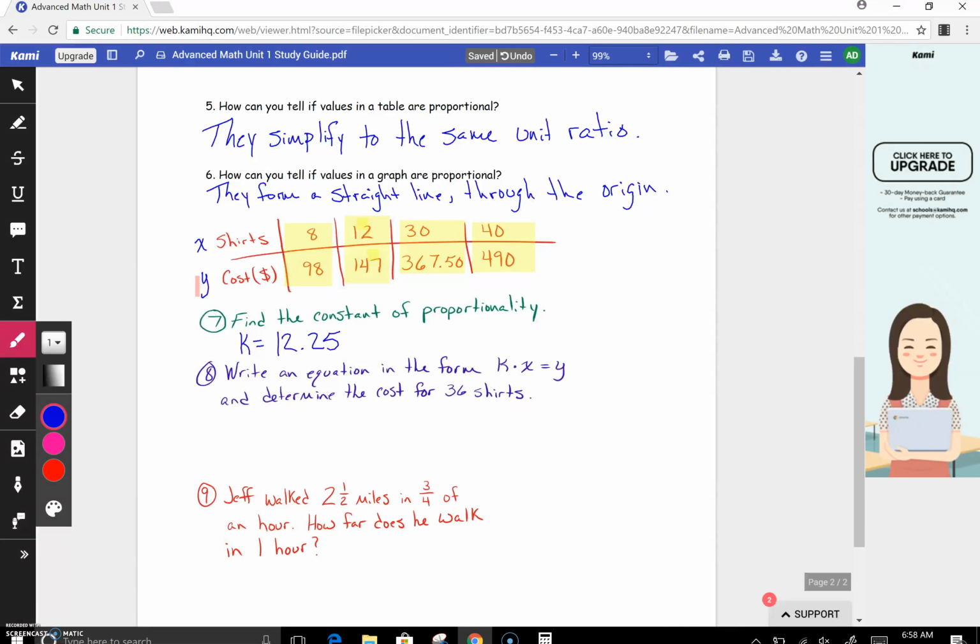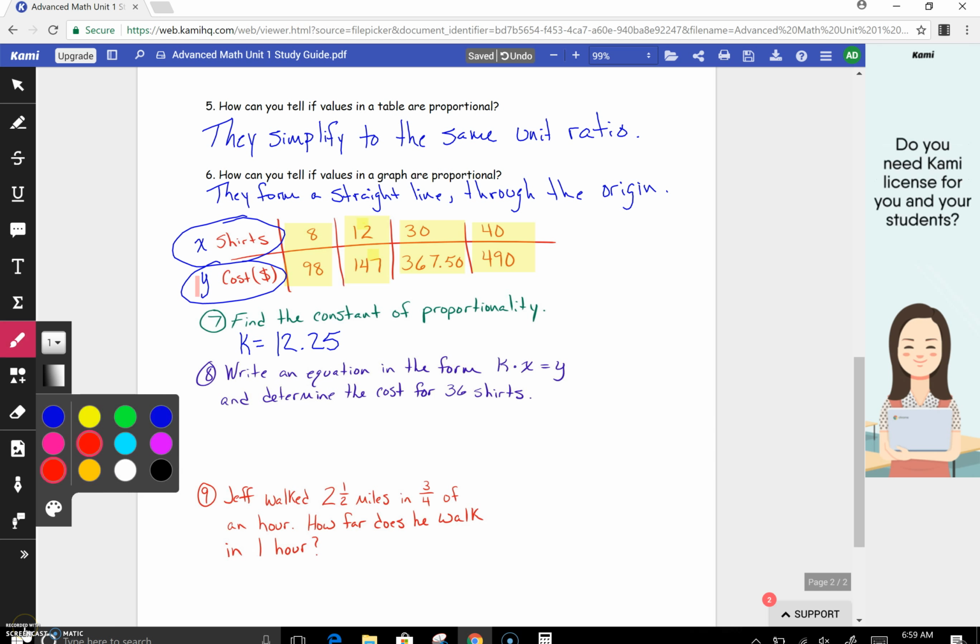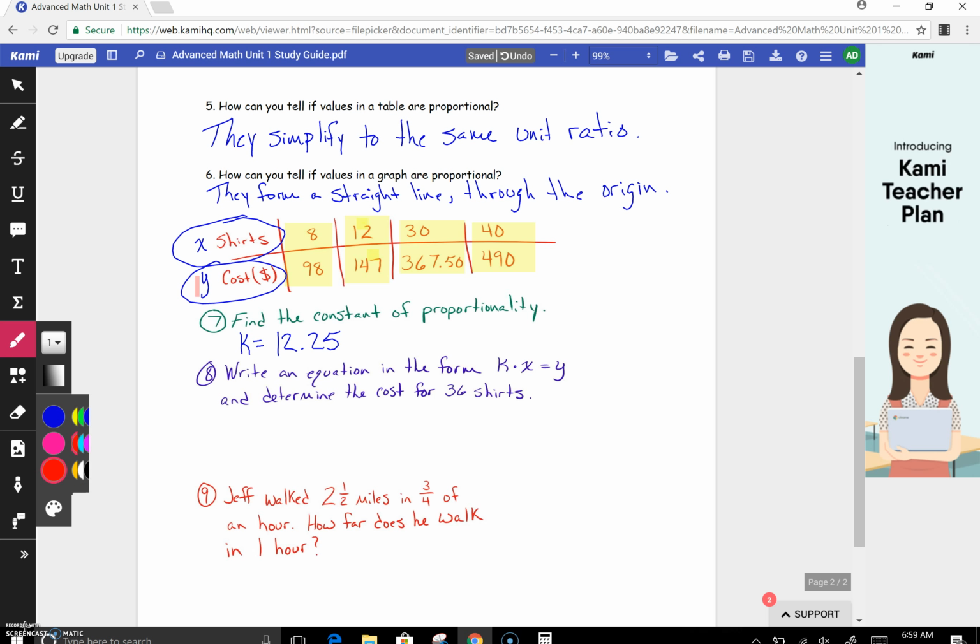Number 8 says write an equation in the form of K. Remember, K is constant of proportionality times X equals Y. Remember that the X value is our number of shirts and the Y value is the cost. So let's take a look at how you write that equation. So we know our constant of proportionality. We know our K value. It's $12.25. We would multiply that times the number of shirts, or our X value, so times X.